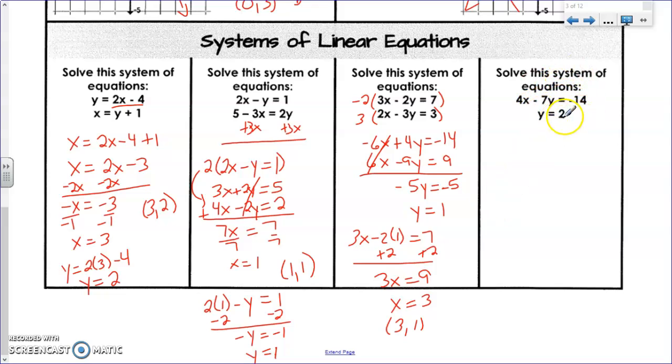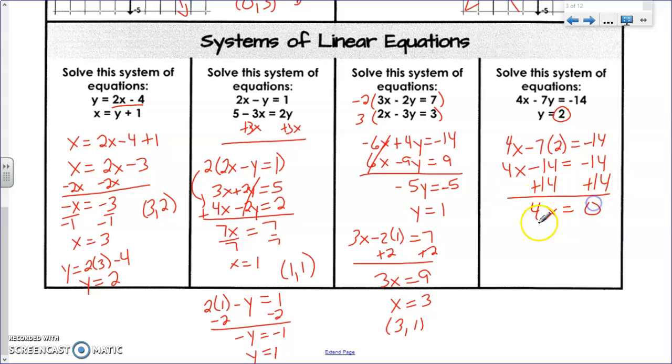Okay, here, this will be easiest by substituting. I can put 2 in place of y. So I have 4x minus 7 times 2 equals negative 14. So this would be 4x minus 14 equals negative 14. Add 14 to both sides. 4x equals 0. Divide by 4. X equals 0. So my ordered pair here is (0, 2), because I don't need to plug back in because I already know what y is.